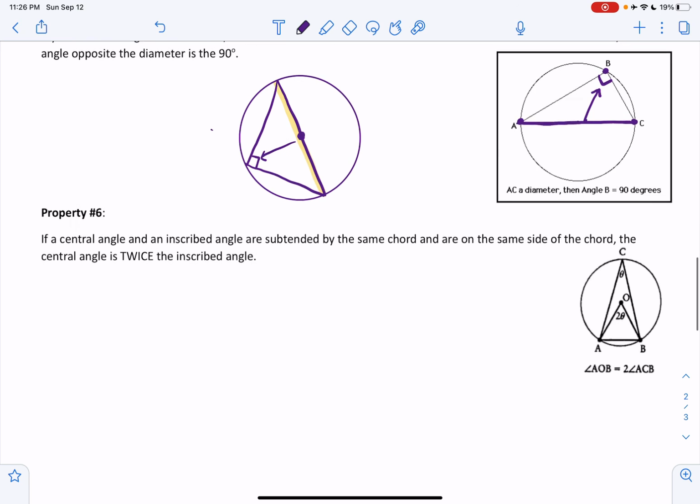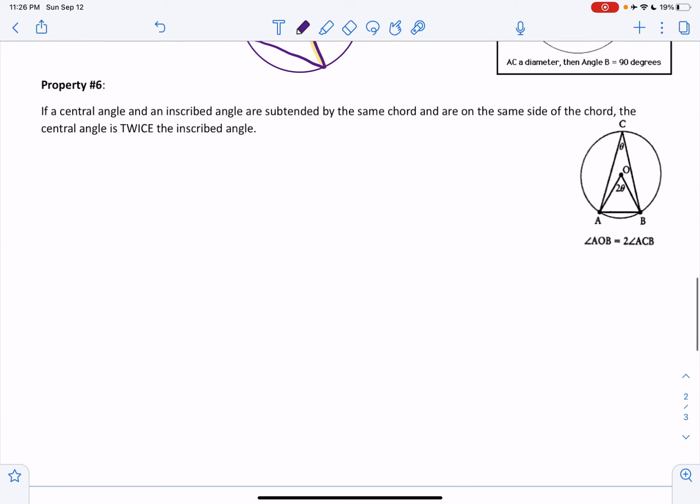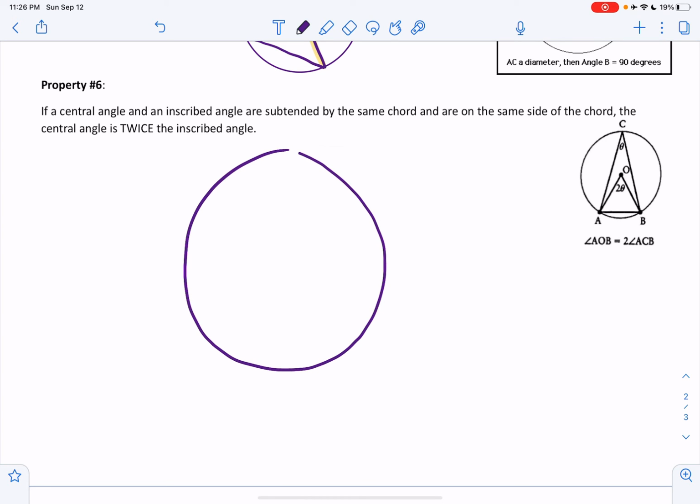That's the idea here. Now our final property, if a central angle and an inscribed angle are subtended by the same chord and are on the same side of the chord, the central angle is twice the inscribed angle. So that's a really wordy one. So let me break it down a little bit. So here is my pizza.